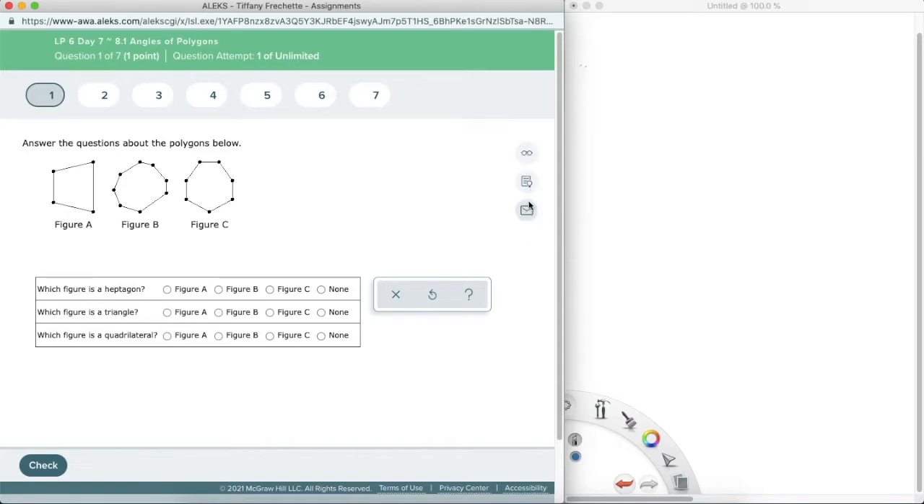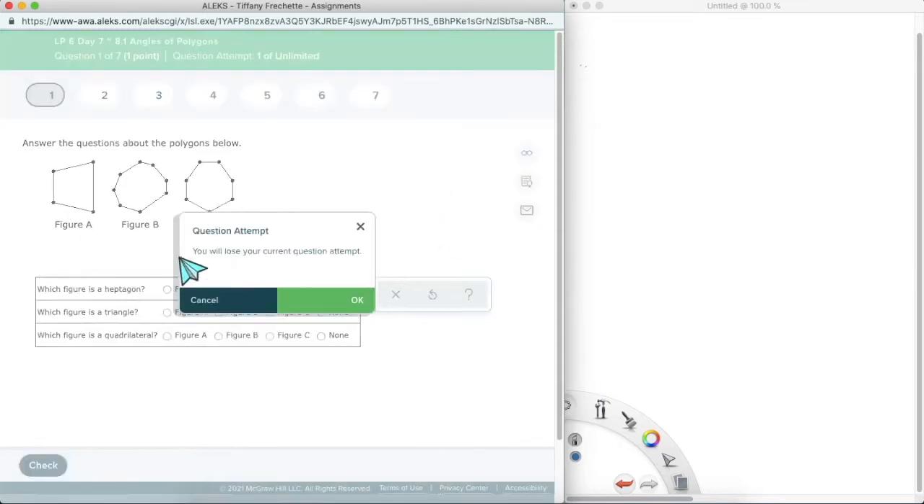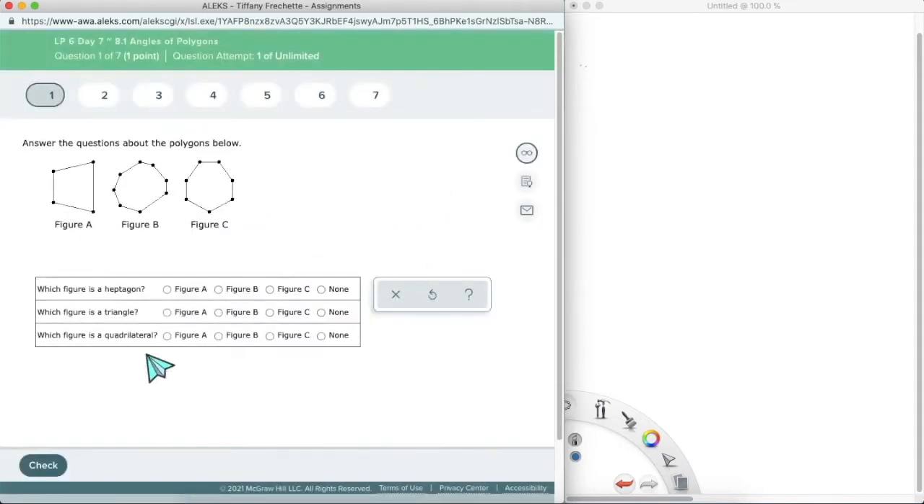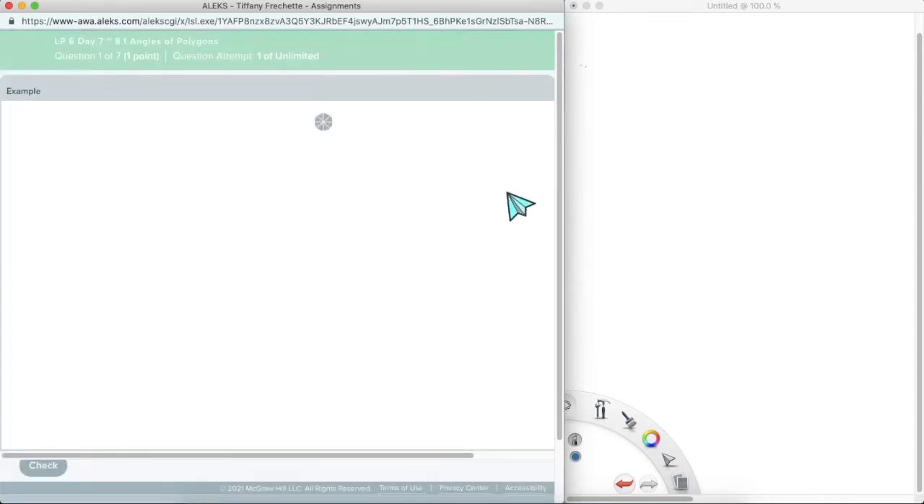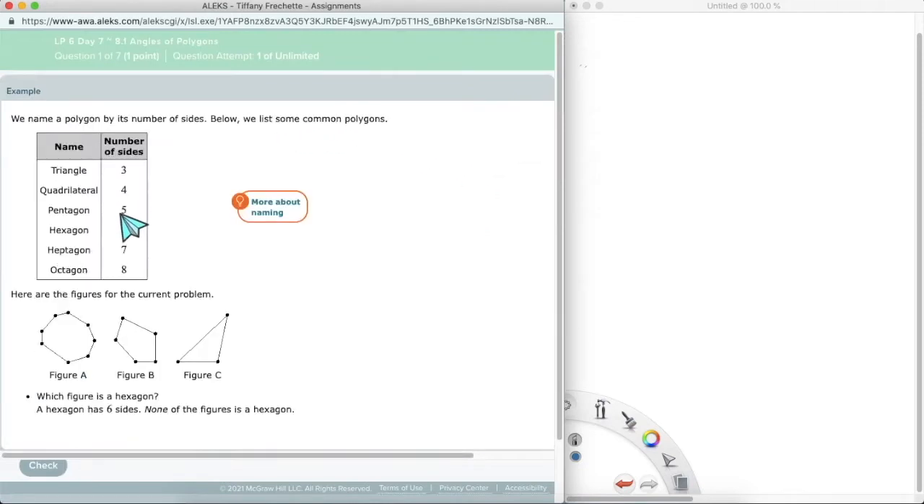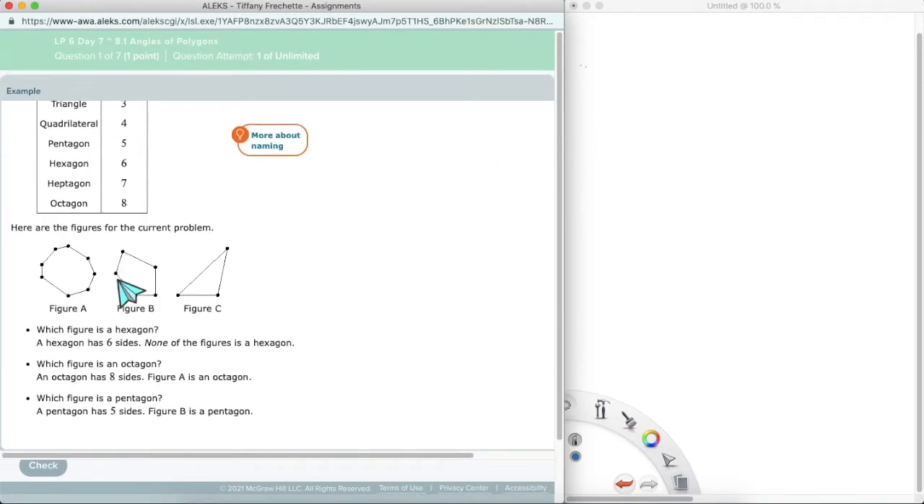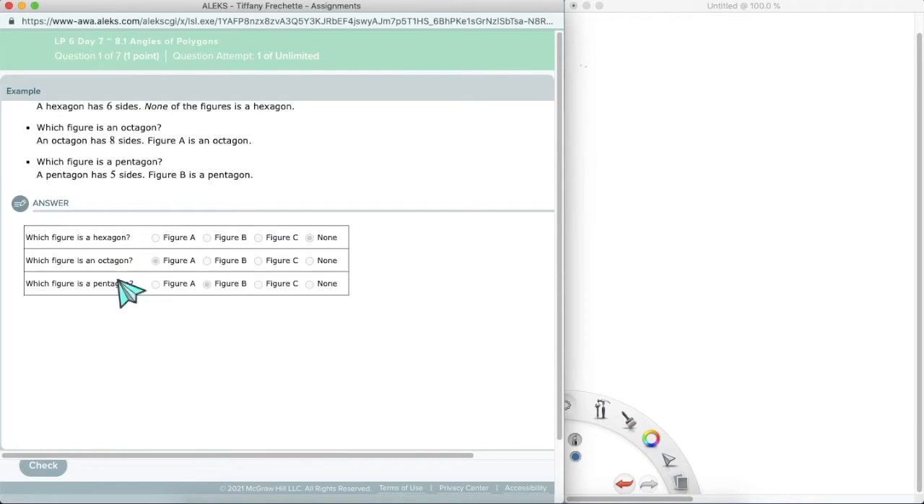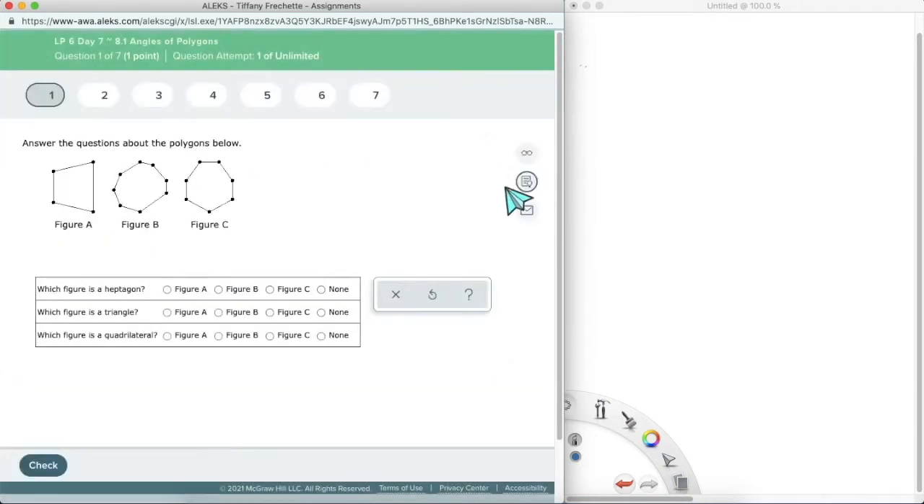So explanation tells you you're going to lose your current question attempt because it's going to literally give you the question or the answers to this question. Example will give you an example, something very close to what you're looking at. So once you go through and you understand what it wants you to do in the example, you can close this, you can open another example, it'll give you a brand new one. Same graphic on there as far as the naming goes, but it'll give you 3 new examples. And then you can also message your teacher directly from the screen so that we know where to come help you because it attaches a picture of the problem you're working on.